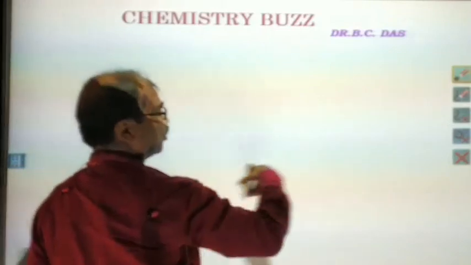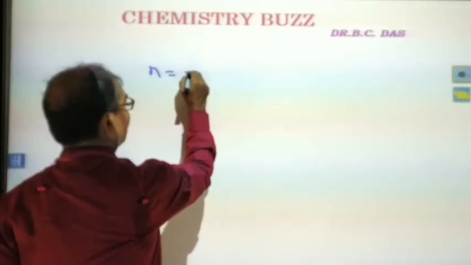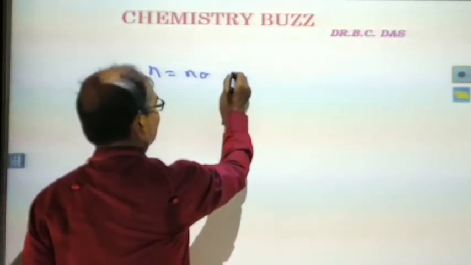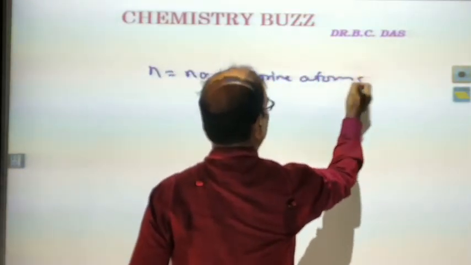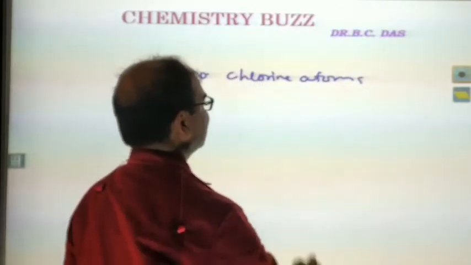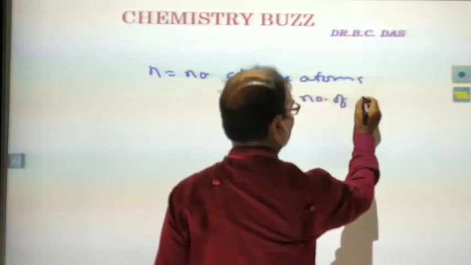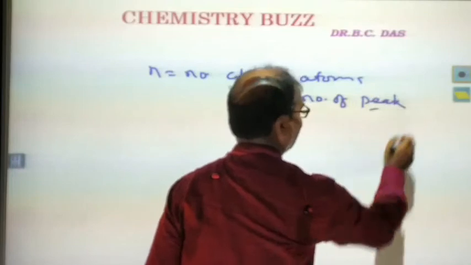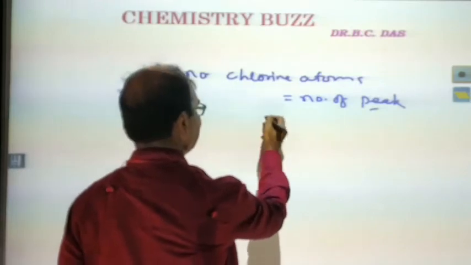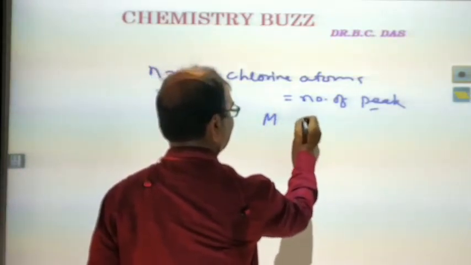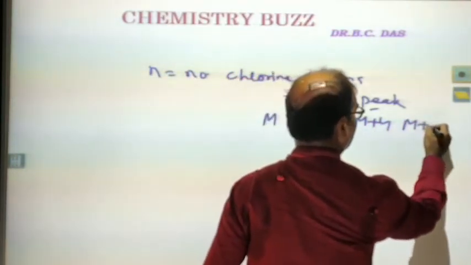n is equal to, suppose n is equal to the number of chlorine atoms. Okay, so we will have the number of peaks equal to that. As many chlorine atoms as are present, that many isotopic peaks we will get: m plus 2, m plus 4, m plus 6.